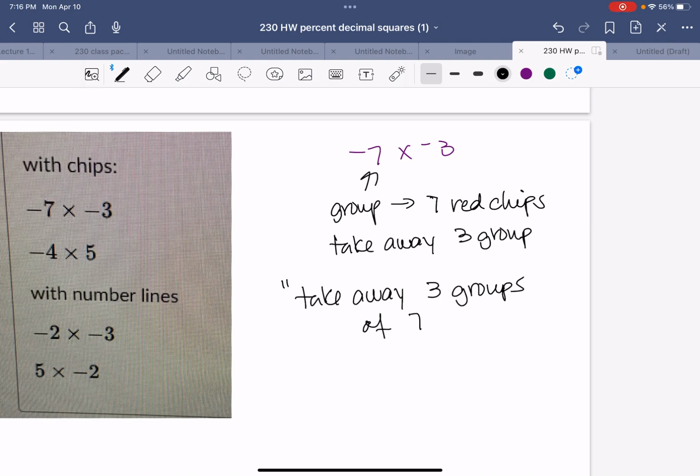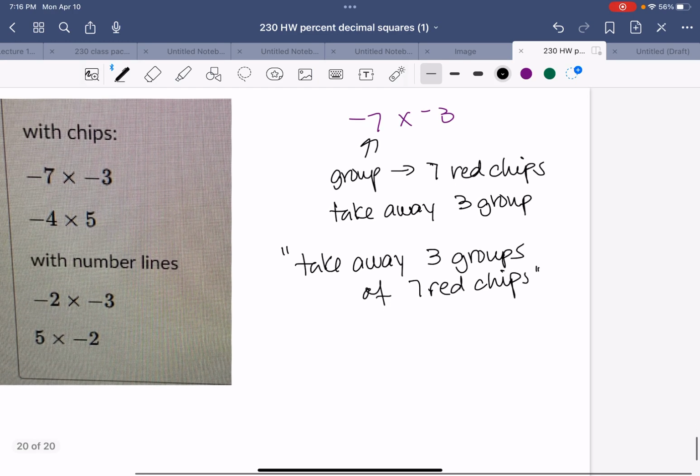of 7 red chips. Now, when I multiply, I'm going to start from 0. And if I'm trying to take things away, I can't take away stuff I don't have. So that means I'm going to have to start from somewhere. And so anytime we're trying to take away, we're going to start with sets of 0 pairs. And so if I'm going to take away 3 groups of 7 red chips, then I'm going to start with 3 groups of 7 0 pairs.